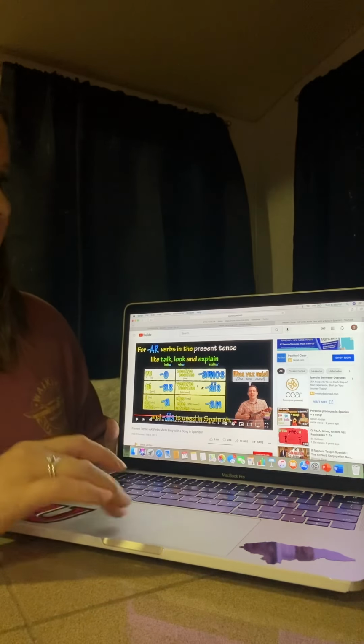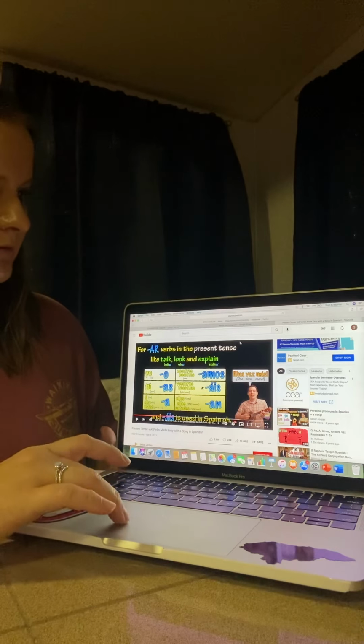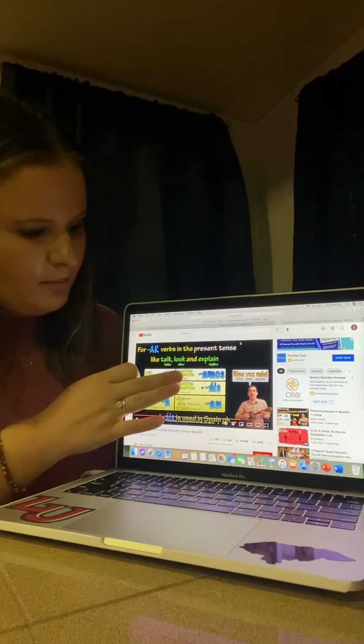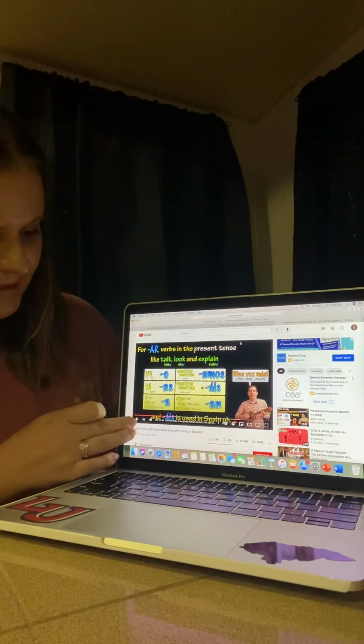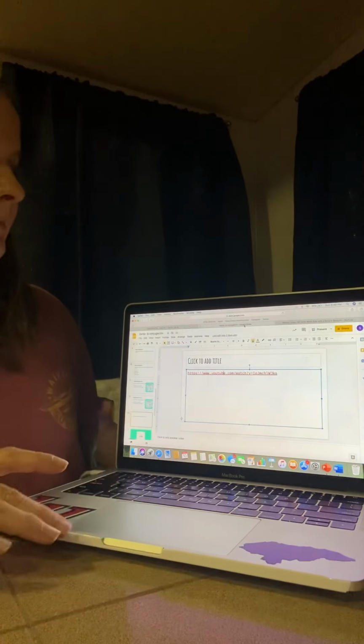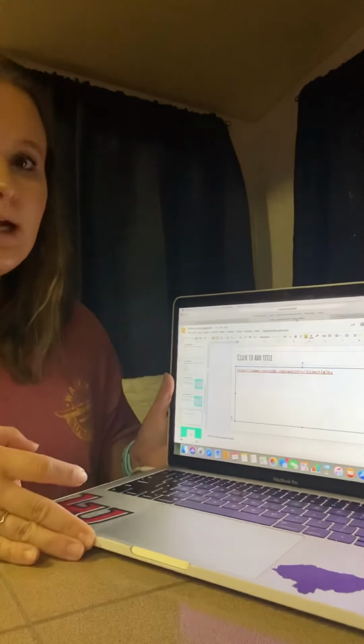Okay, so that song is a good reminder of the endings. O, as, a, amos, áis, an. It says, and áis is used in Spain. So that just helps us to remember those verb endings.